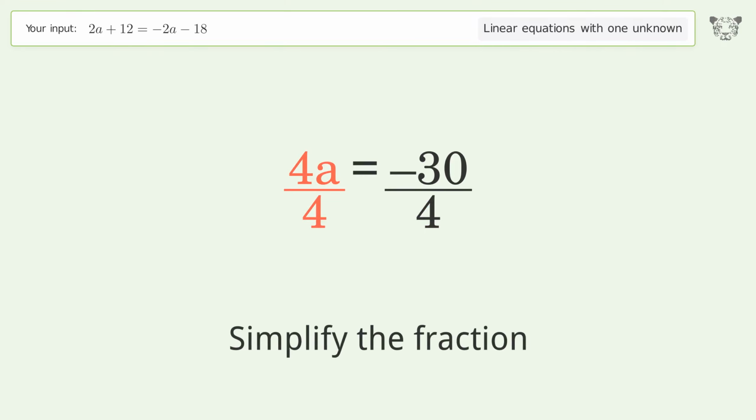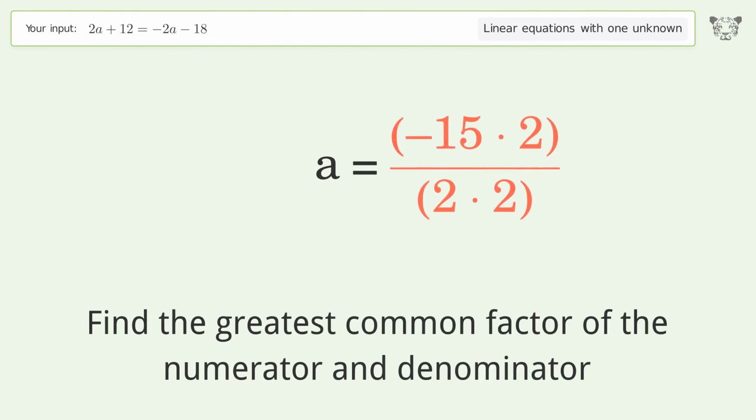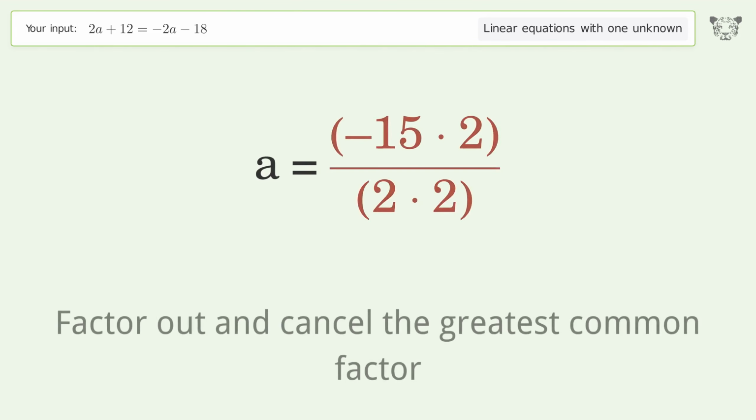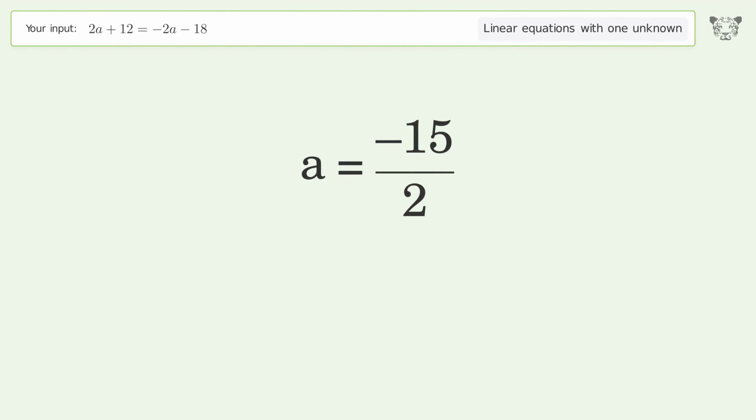Simplify the fraction. Find the greatest common factor of the numerator and denominator. Factor out and cancel the greatest common factor. And so the final result is a equals -15/2.